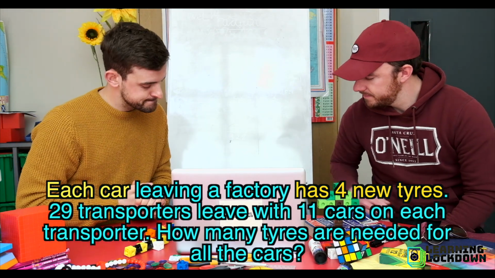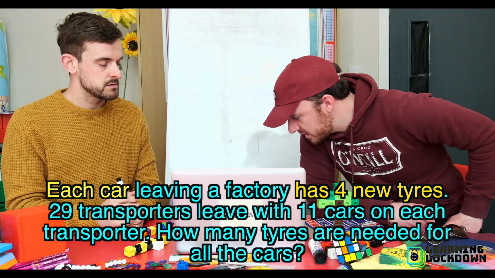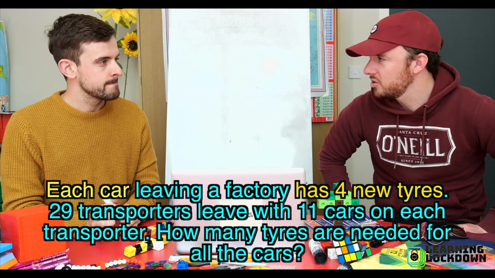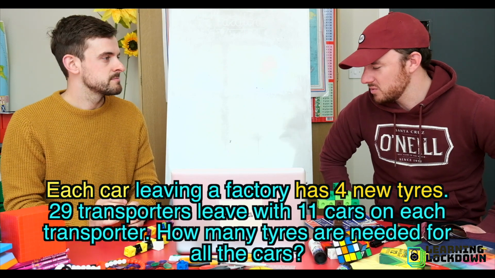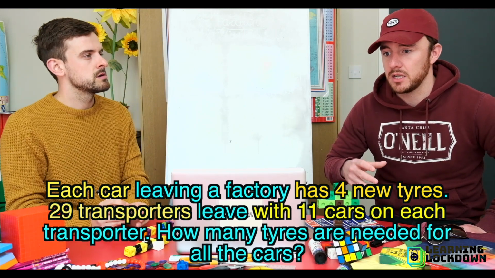29 car transporters leave with 11 cars on each transporter. Now, you mentioned transporters before. That could be a big lorry or it could be a train or something. You'll have seen them on the motorway. It doesn't really matter what it is. What's important is that there's 29 of them, and on each one there are then 11 cars.